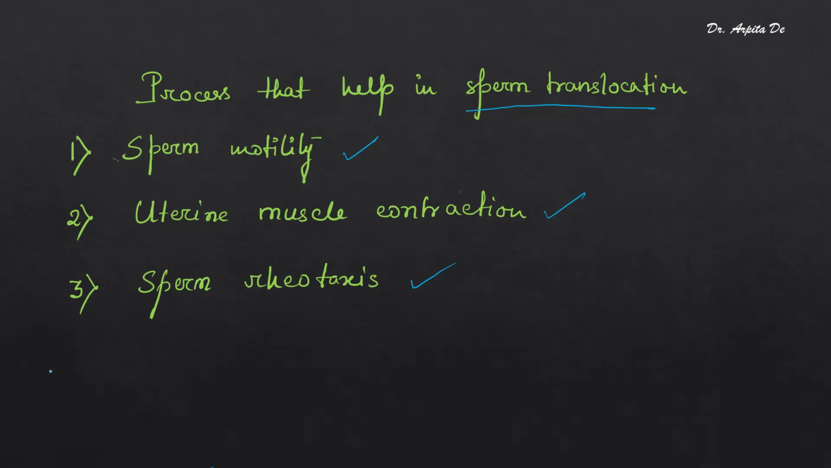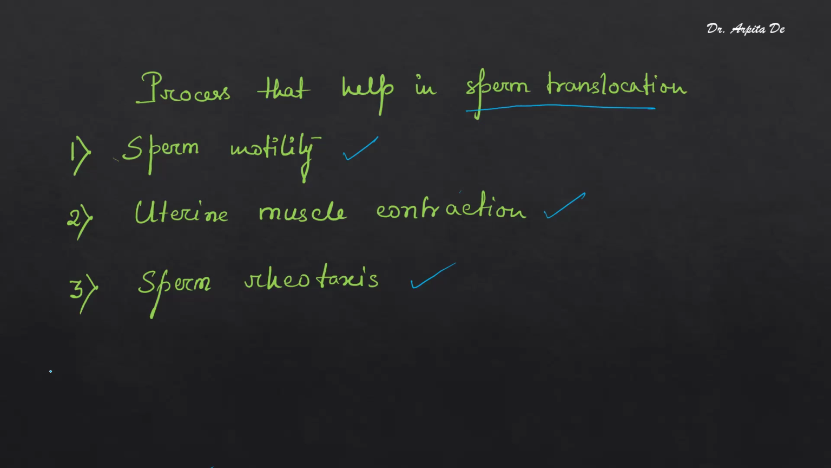Sperm motility comes from the concept of how fast the sperm can travel towards the egg. Uterine contraction is how well the uterine muscles are contracting. That also has some role in pushing or taking the sperm towards its destination.